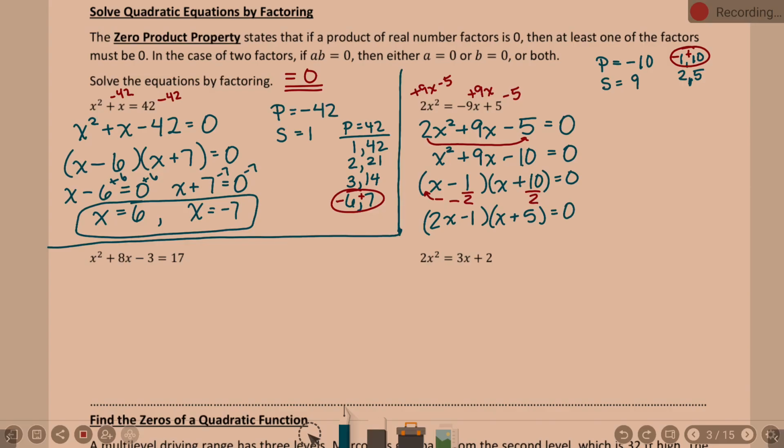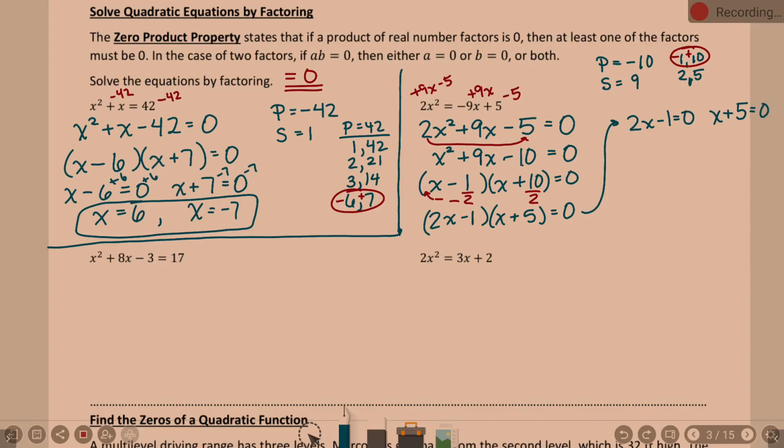Am I done? No. What do we have to do to actually solve? Okay, we're going to set each factor equal to 0. And I'm going to go over here to do this. So I'm going to set 2x minus 1 equal to 0, and x plus 5 equal to 0.